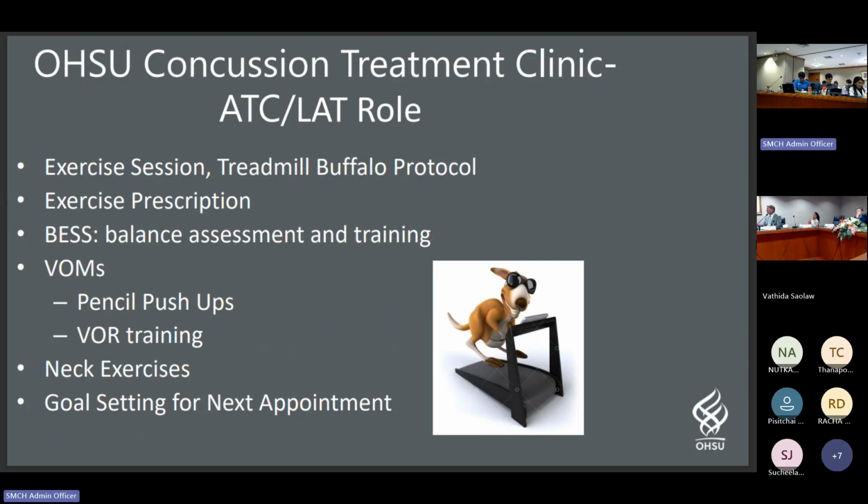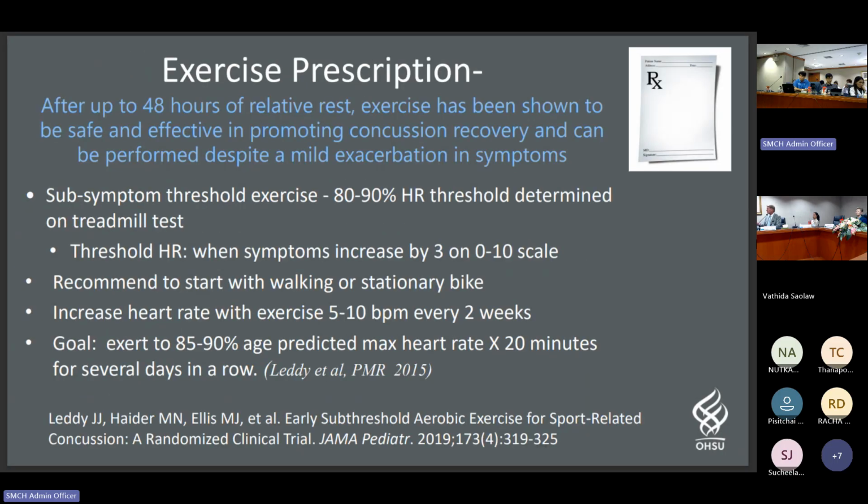In our clinic, our athletic trainer will also run through a Buffalo treadmill test, which I'll show you in a minute, which then leads to an exercise prescription. And then he'll work on balance and also some of the visual exercises, which involve near point convergence training, as well as exhaustion of the vestibular ocular reflex by moving the head back and forth, and then working on neck exercises. So we do this all in our clinic without involving physical therapy if we can, but usually we also involve physical therapy.